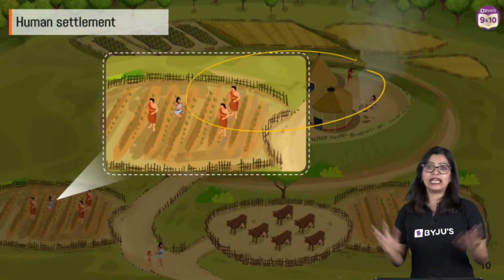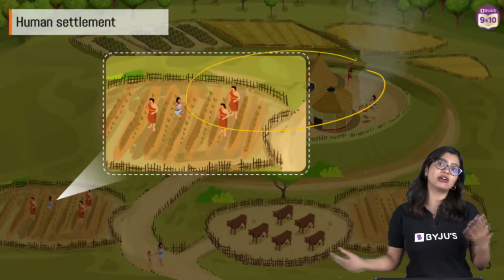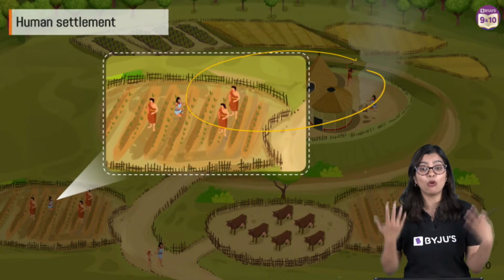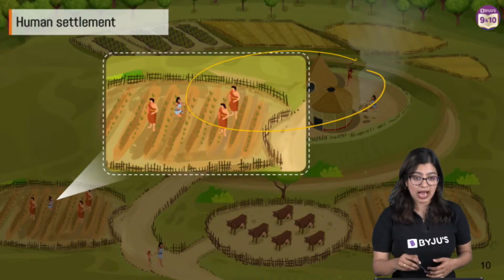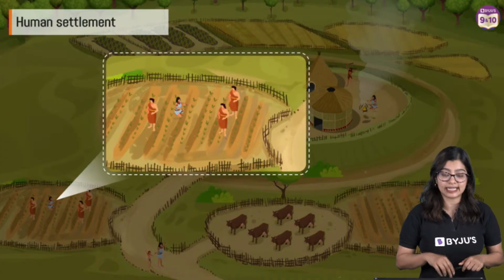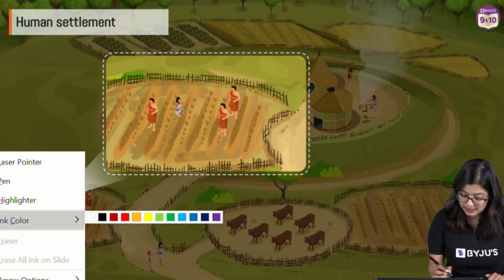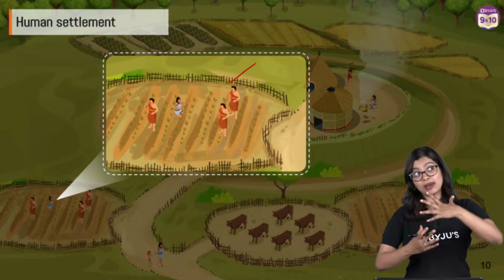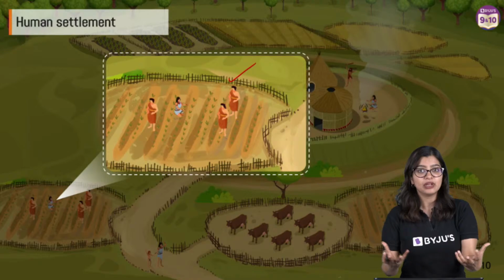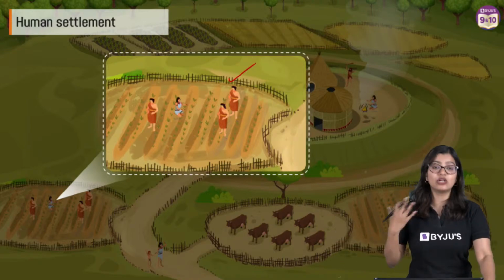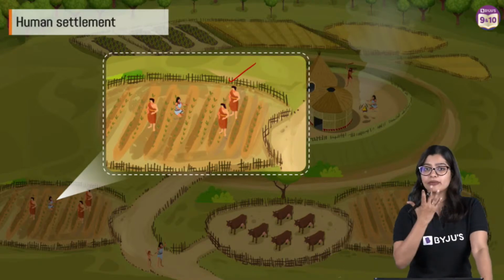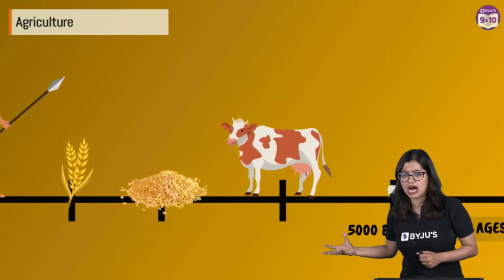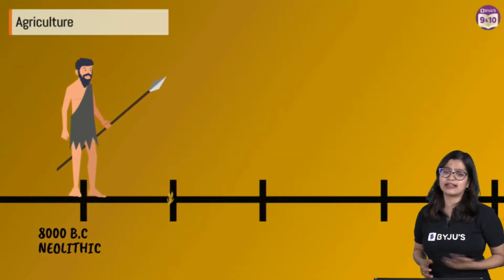Because now they cannot just keep depending on whatever is there in their surroundings, they cannot keep eating only that. They need more and more food. Which is why we see that this was the advent of agriculture, when agriculture started, because they decided, I will grow my own food. So first it started with growing plants. Then they domesticated animals.